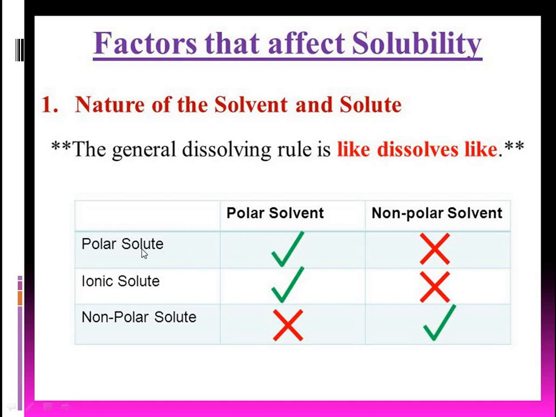But if we add a polar solute to a non-polar solvent, like benzene and NaCl, as we discussed, then it will not dissolve, so this is not soluble. Same with the next, ionic solute: it will also have a charge, so it will dissolve in the polar solvent only, not in a non-polar solvent. Same with the third case, your non-polar solute: it doesn't have any charge, so it will not go into the polar solvent but gets easily dissolved in non-polar solvents.